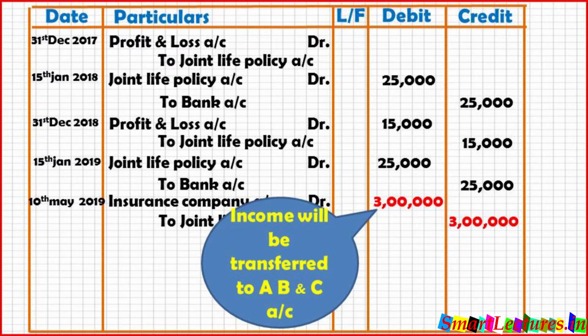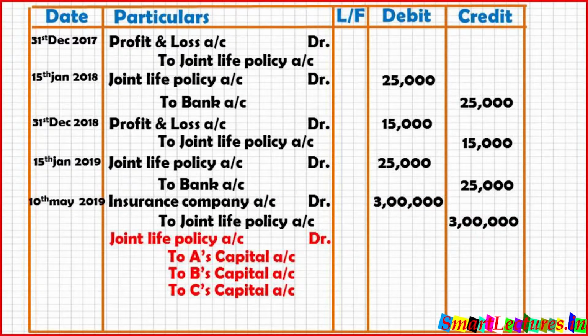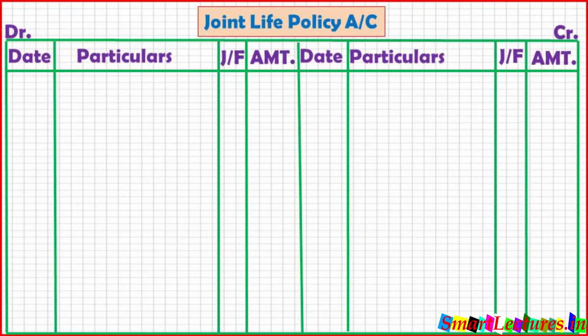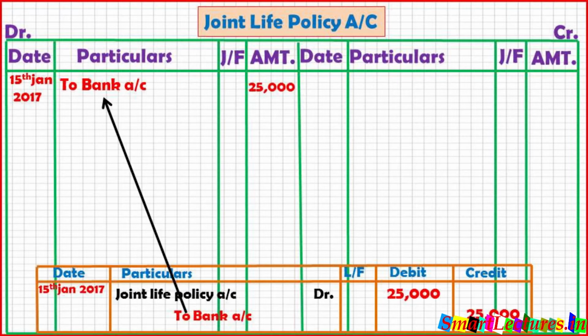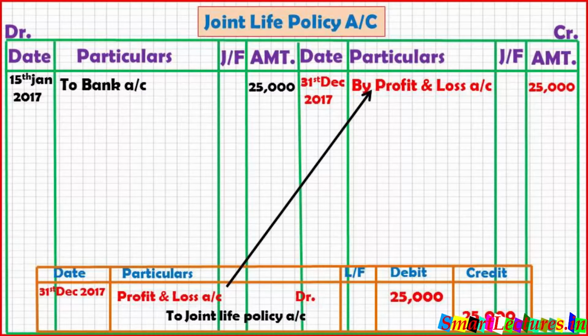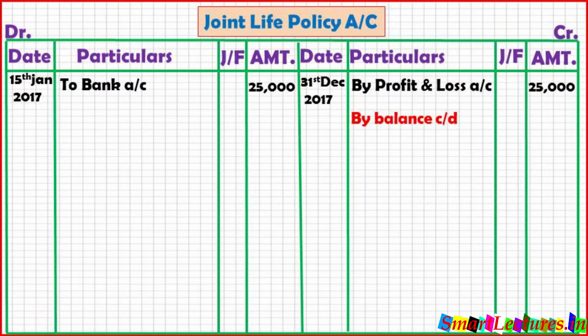And immediately this income is transferred to A, B, C. So the journal entry will be joint life policy account debit to A's capital, B's capital, C's capital. But the whole of the 300,000 will not be transferred to A, B, C. We will need a ledger, that is the joint life policy account. So let's prepare the joint life policy account. If you look at the journal entries, on 15th January to bank 25,000 rupees, and on the credit side, 31st December 2017, by profit and loss account and by balance c/d.